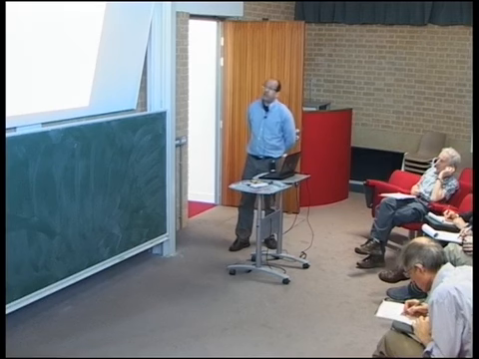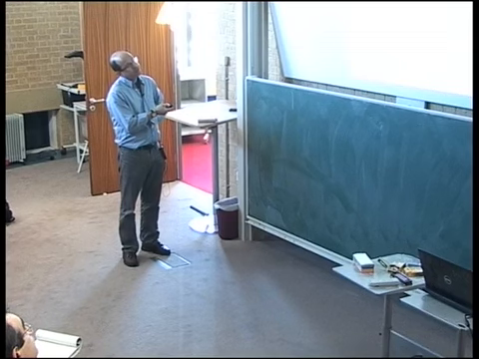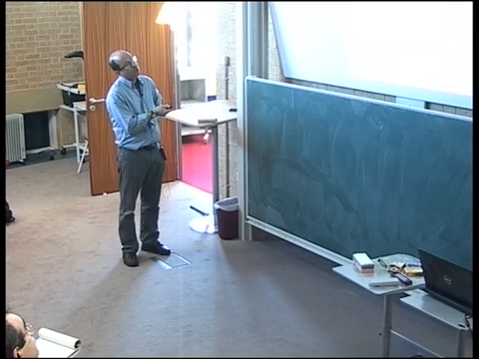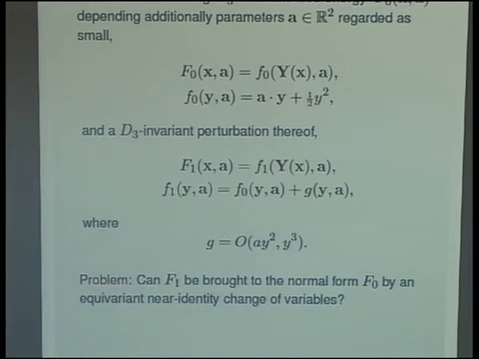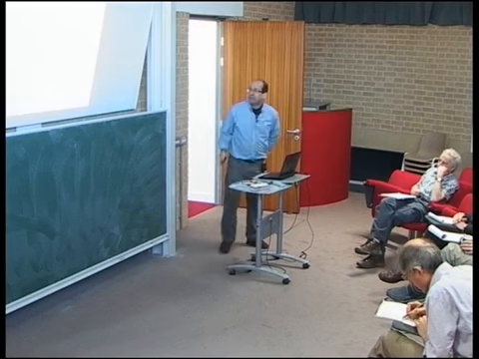And then we'll consider a perturbation of this normal form. So we'll add to it some function g, which is of higher order, so either of order y cubed and higher, or of order a y squared and higher. And we ask the same question that we had before. Can this perturbed function be brought to normal form by a change of variables? And the answer is yes, but you have to do more than change the variables. So this is what you have to do.